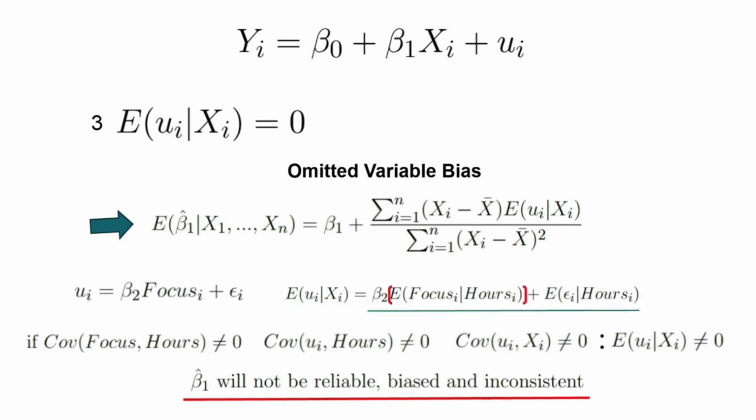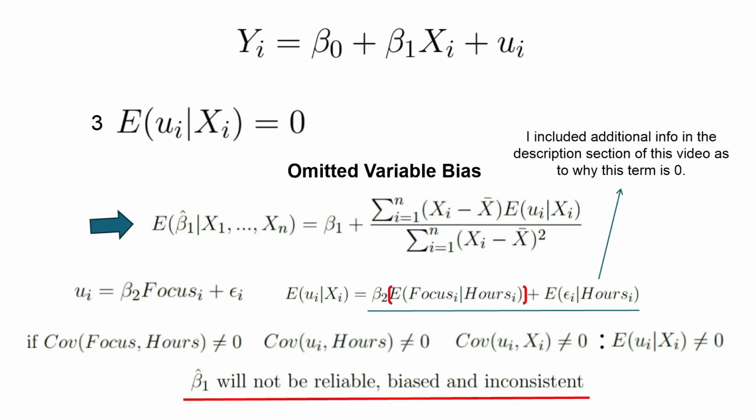Now note that expected value of focus given our studied is going to depend on our studied if there is some covariance between the variable focus and our studied. In other words, expected value of the variable focus given our studied is going to be some function of our studied. Expected value of epsilon given our studied is simply going to equal 0. I included additional information in the description section of this video as to why this term is 0. So in the YouTube channel, in the description section of this video, you can read about it.